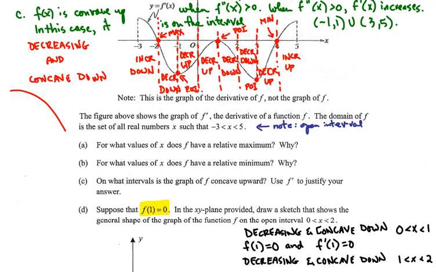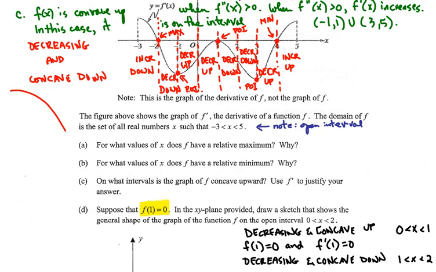We're decreasing and concave up on the interval from 0 to 1. Then we're decreasing and concave down on the interval from 1 to 2. We know that f of 1 equals 0 because that's given to us, and we know f prime of 1 equals 0 because we have a horizontal tangent at x equals 1.